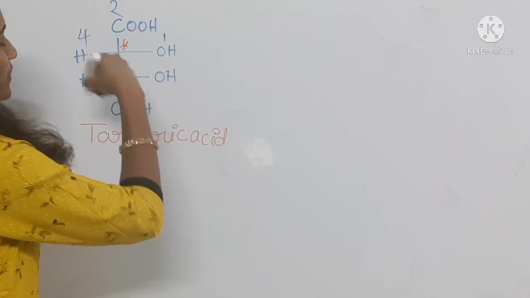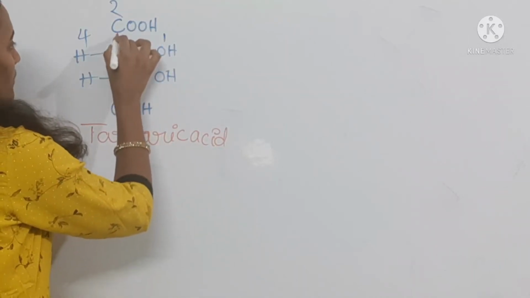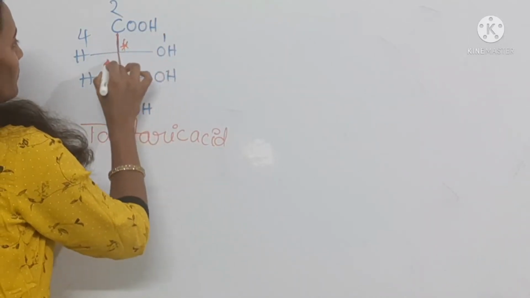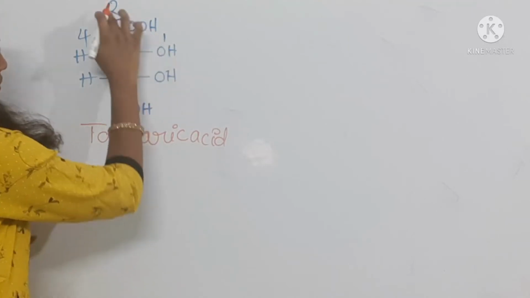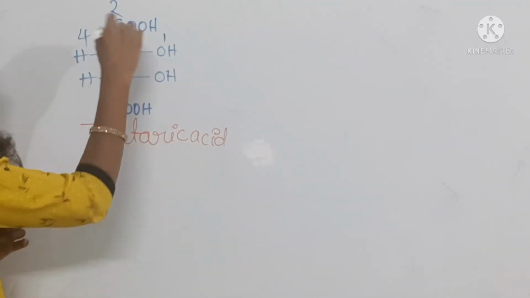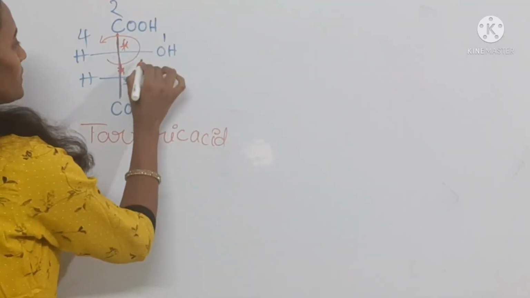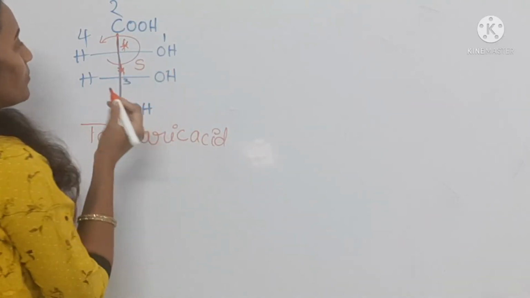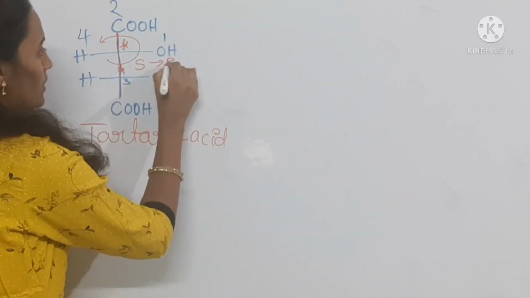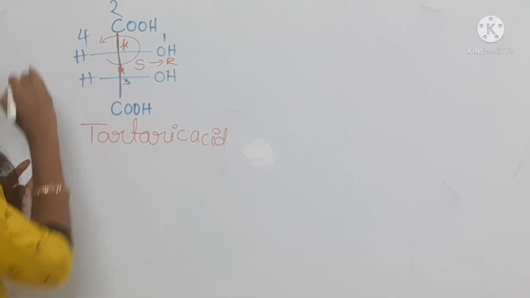Coming to which direction the plane polarized light is going. See, this is in opposite, 1, 2, 3, 4. Opposite, I mean anti-clockwise direction. That means S, but S becomes R here because the least priority one is on the horizontal.